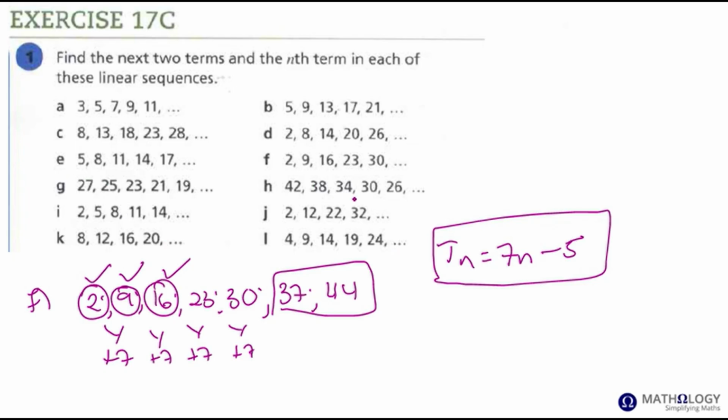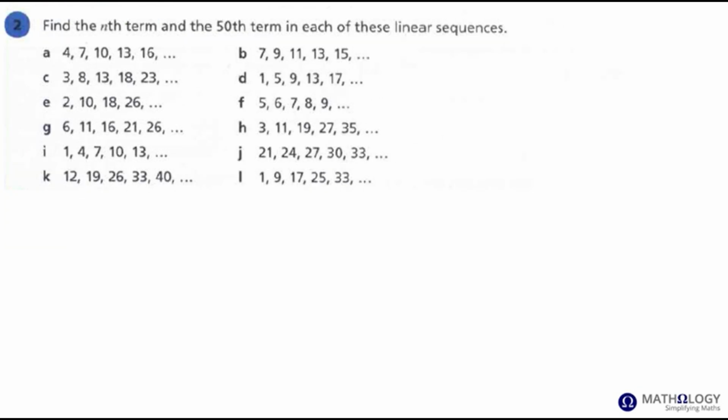I'm going to leave the rest of the exercise, G through to L, for you to do. Question 2 is very similar. We need to find the nth term and then find the 50th term. We can only find the 50th term once we found the nth term. So I'm just going to do the first one, then you can do the rest.